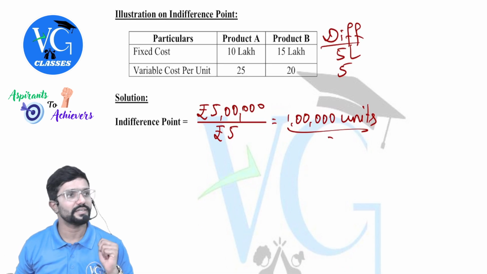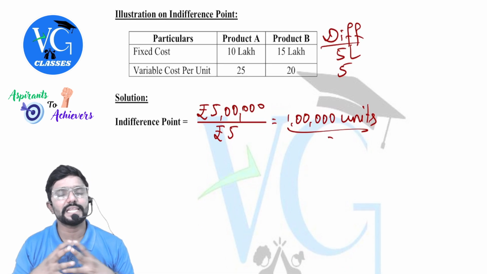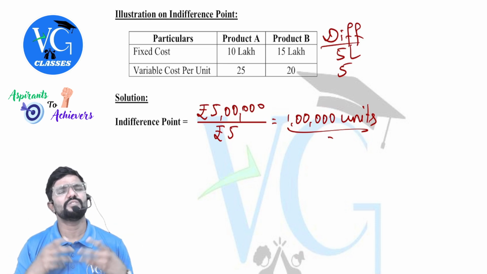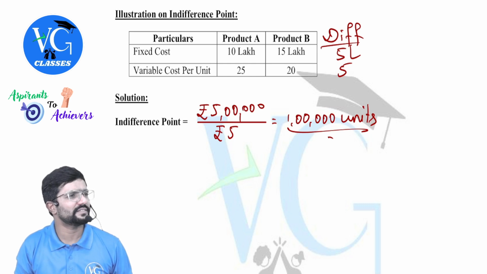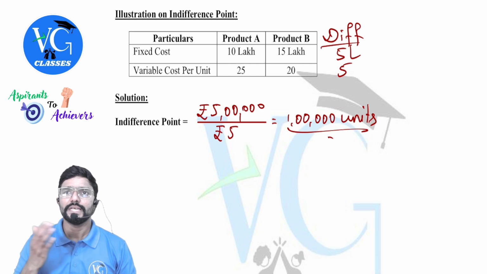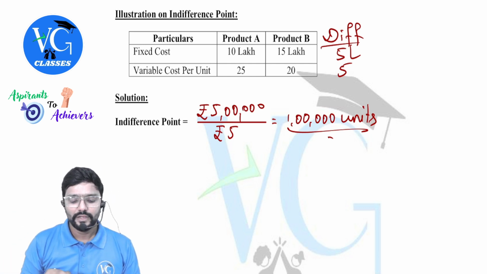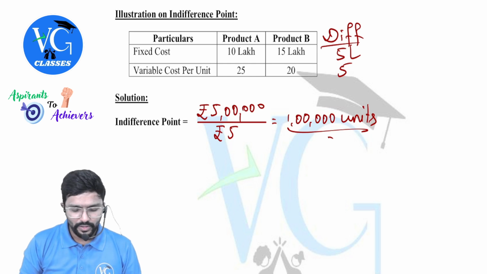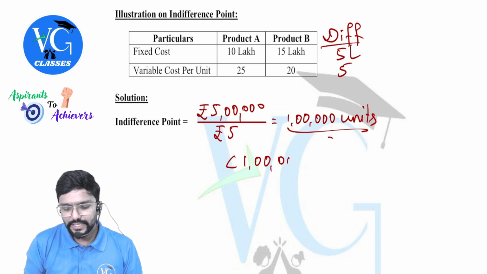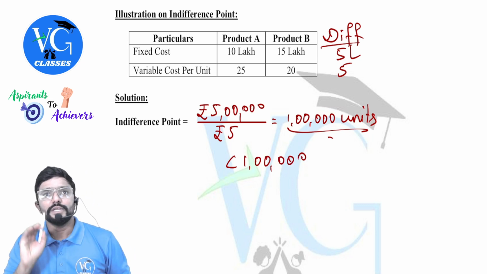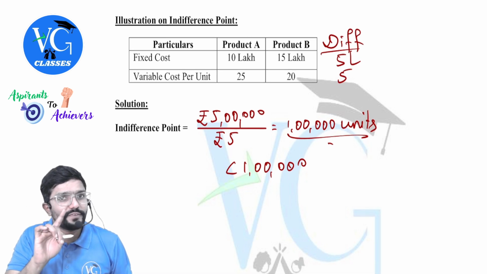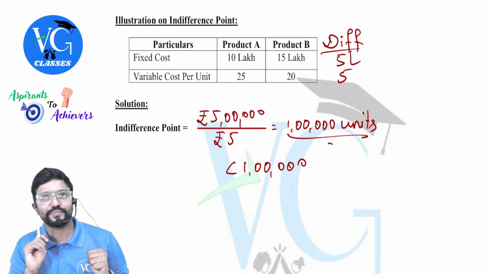Please pay attention. Interesting. Guys, first, if your sales is exactly 1 lakh units, go with A or B. It will not make any difference. Next, if it is less than 1 lakh, sir, which one should I choose? The product with lower fixed cost and higher variable cost.